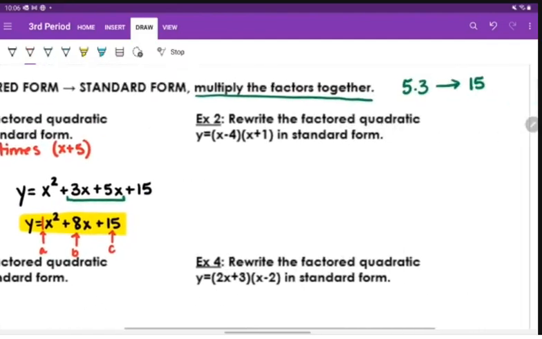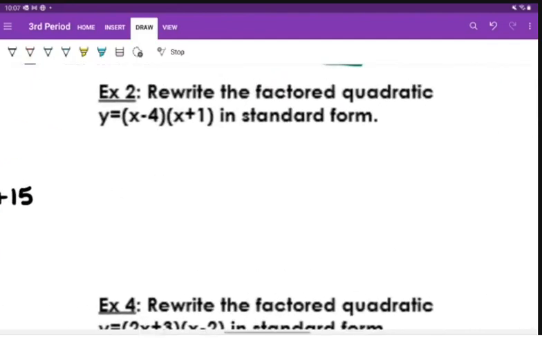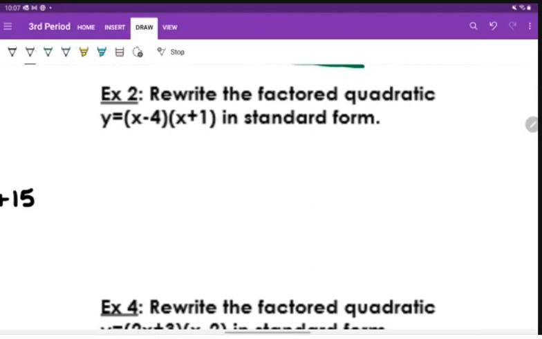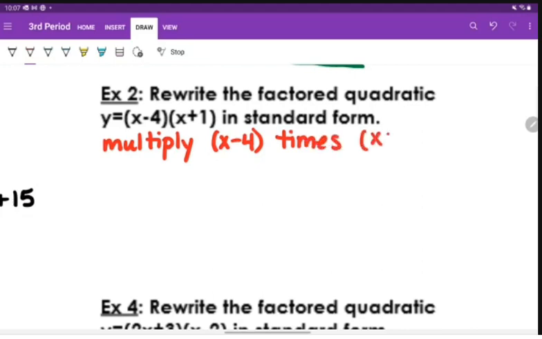So let's try example 2. Example 2 is very similar to example 1, except this time we've got some negatives thrown into the mix, so it might complicate things just a bit. Let's read our goal. We want to rewrite the factored quadratic in standard form. So in order to do that, we need to multiply the factors together. Or more specifically, we need to multiply x minus 4 times x plus 1.